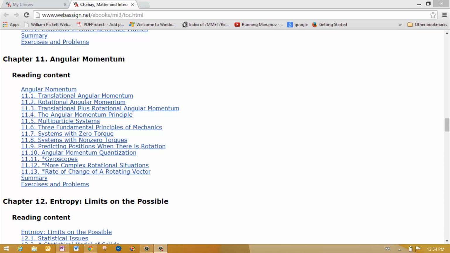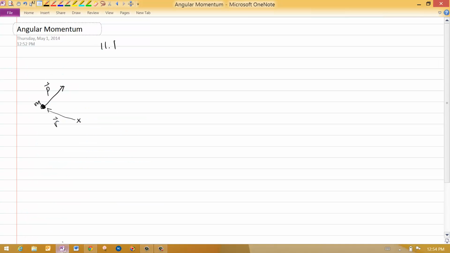We're talking Physics 151, and now we're moving into Chapter 11, the angular momentum. The angular momentum principle is the third of the three big physical principles that are in this course. So it's translational angular momentum that I want to talk about first. That's Chapter 11, Section 1.